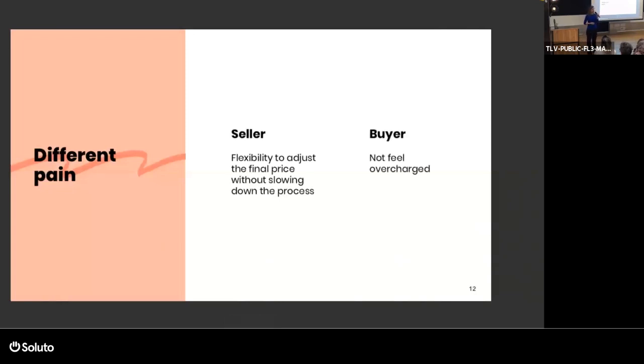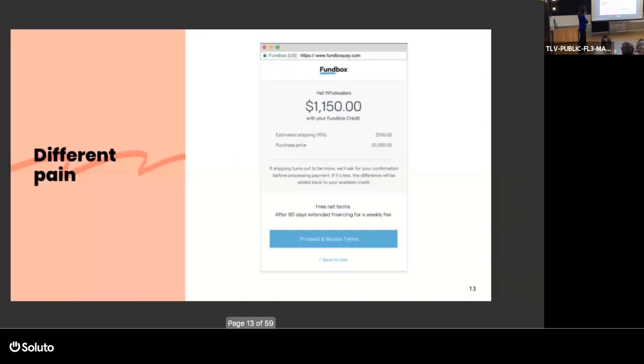You don't want to order 500 hats for $5,000 and then get charged $5,550. That's not a very good experience, and you might not trust Fundbox anymore. So this is the screen that we show when the buyer has to authorize, to agree that he's willing to set this amount of money aside for this transaction.